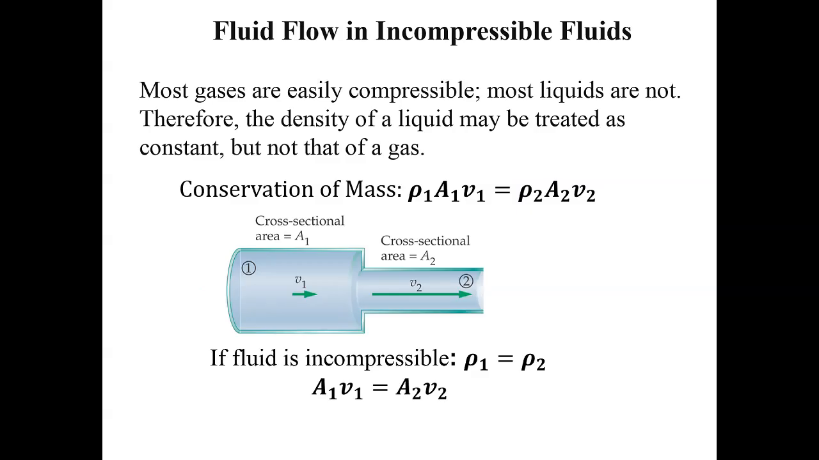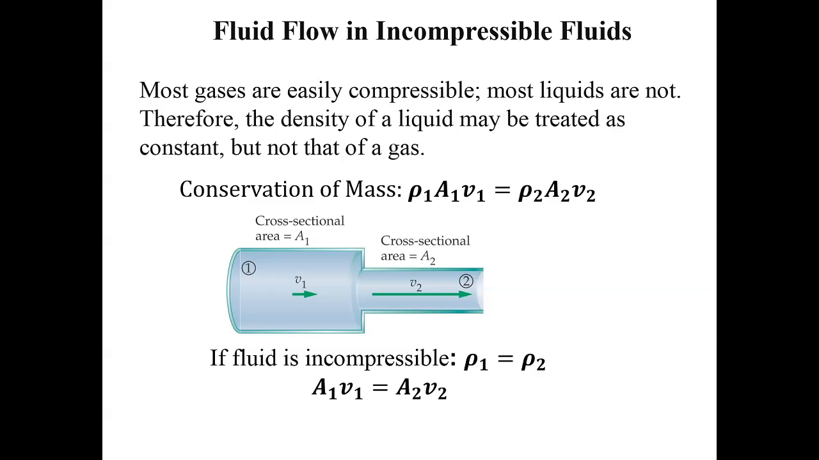So if we're looking at a liquid, liquids have a constant density, so it's very difficult to compress them to change their density, so we call them incompressible fluids. Gases, on the other hand, are pretty easy to compress, and their density can change pretty readily. In this situation, we're going to refer to an incompressible fluid, so a liquid like water is effectively incompressible.